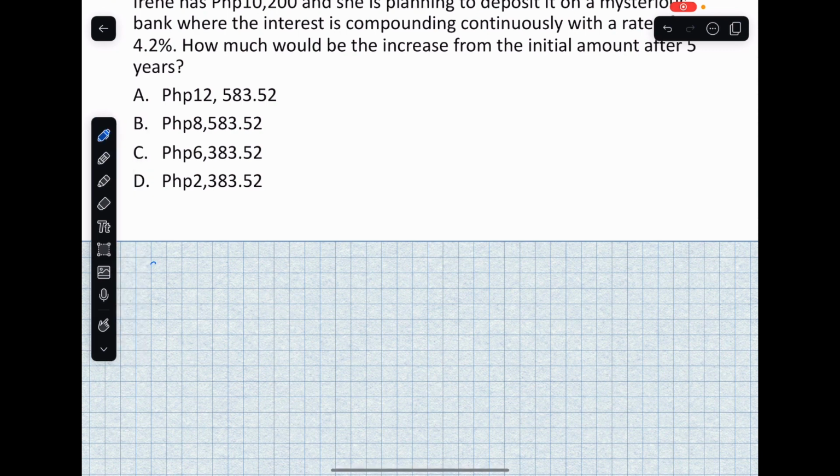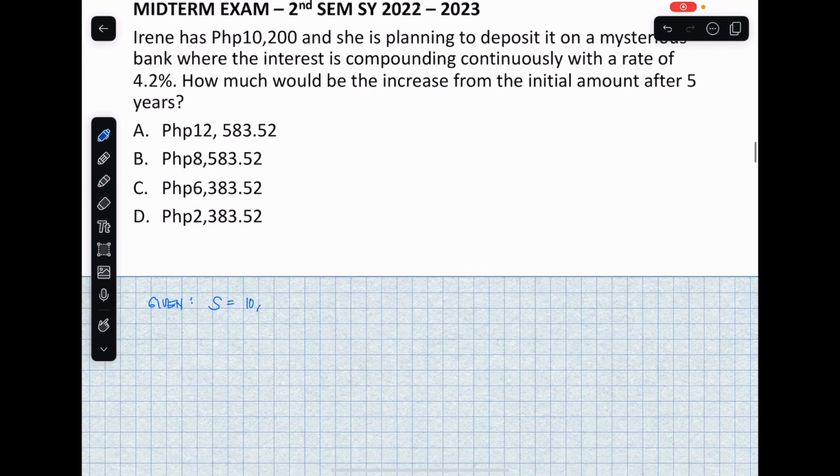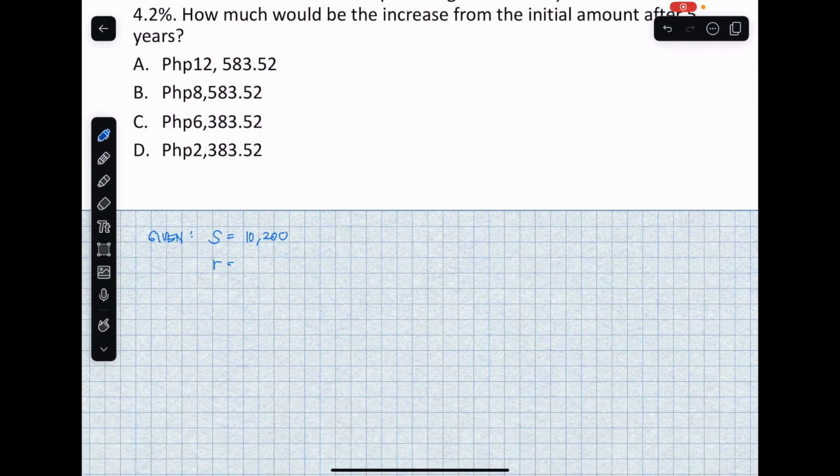We are given that initially there are 10,200, which will be deposited in a mysterious bank. The interest rate is 0.042, so 4.2% divided by 100 to make it decimal. And then the time would be 5 years.